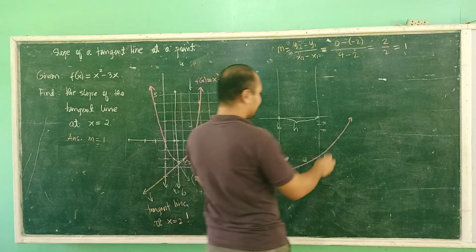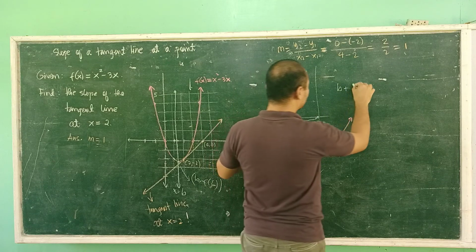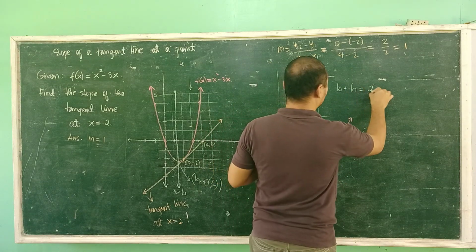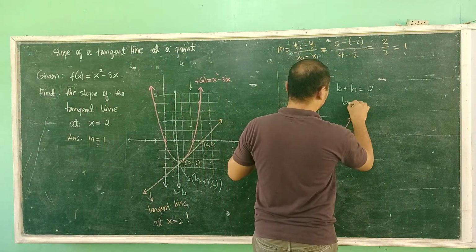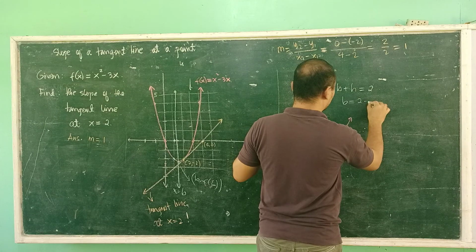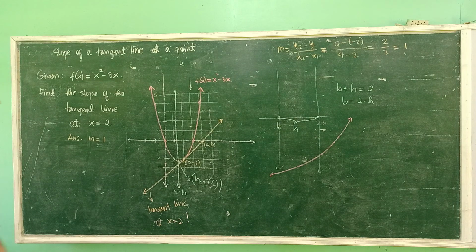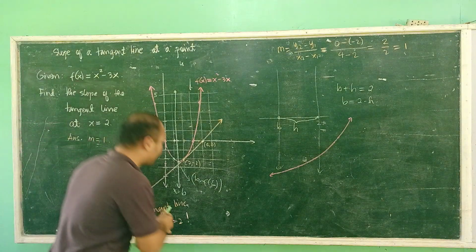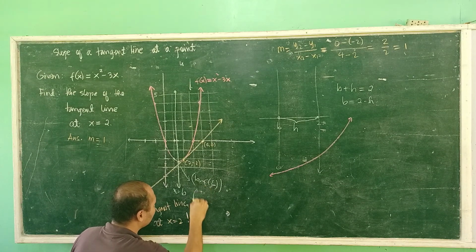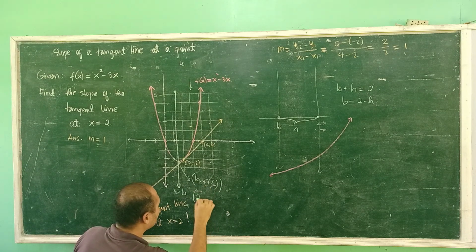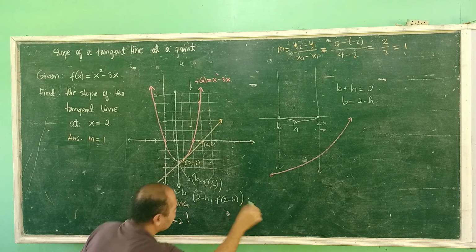Of course, yes. The answer is yes, because if you add b plus this distance h, the result is 2, right? So therefore, b can be written as 2 minus h. So what will happen here? We can substitute b, no? We use now 2 minus h, comma, f of 2 minus h.